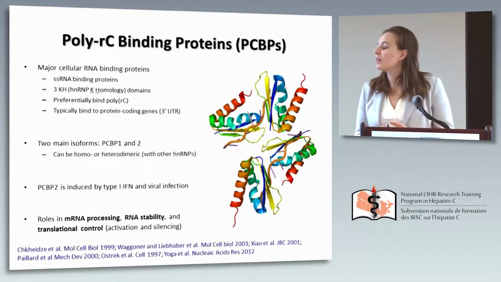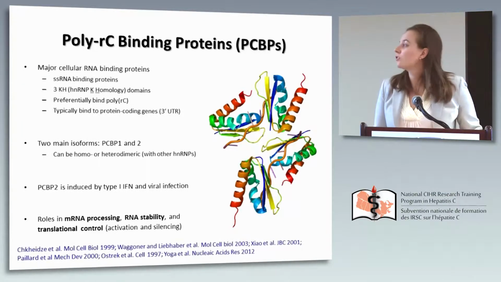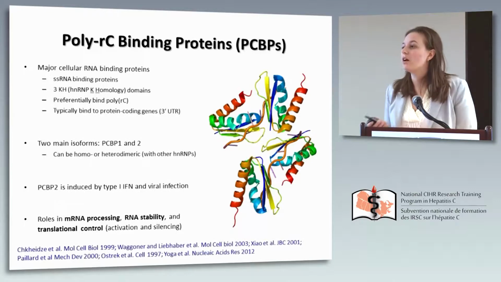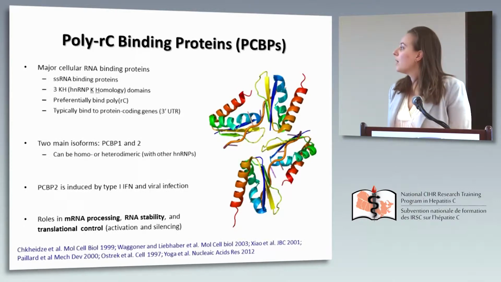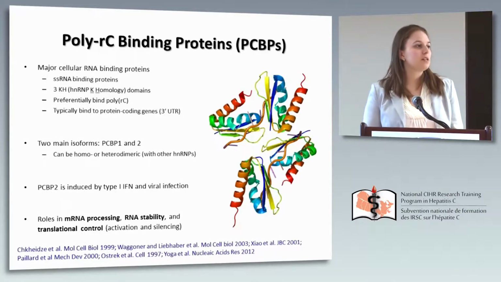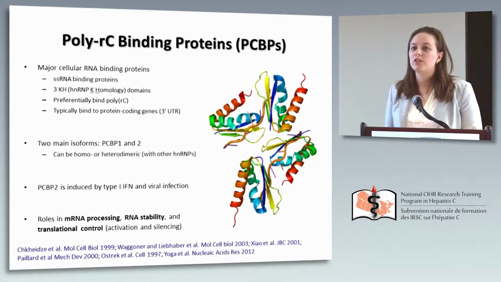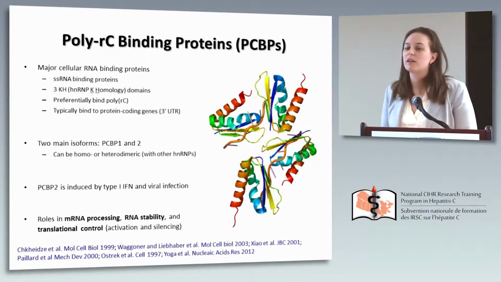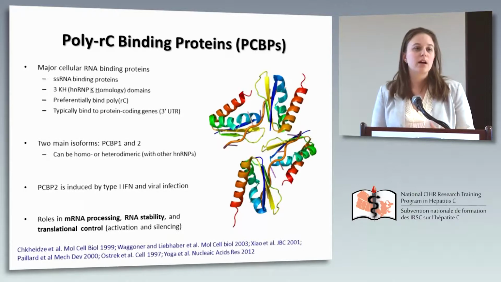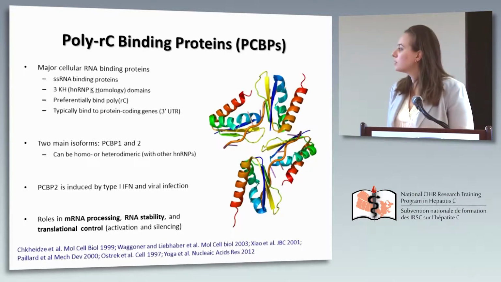They are typically characterized by their 3 KH domains, which are RNA binding domains. And they preferentially bind to poly-C sequences, but they're also known to bind to poly-Us. They typically bind to protein coding genes, and they interact usually in the 3' UTR of the genes, from what is known about PCBP activity. There are 2 main isoforms in mammals, and they can be homo or heterodimeric with other hnRNP proteins.